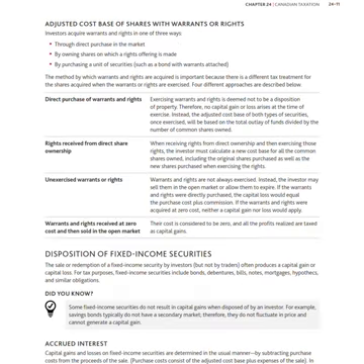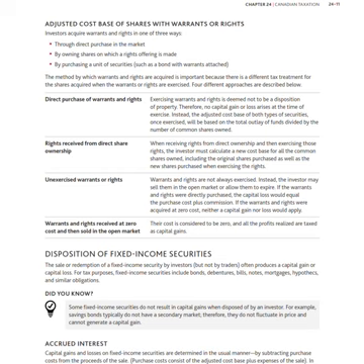Adjusted cost base of shares with warrants or rights. Investors acquire warrants and rights in one of three ways: through direct purchase in the market, by owning shares on which a rights offering is made, or by purchasing a unit of securities, such as a bond with warrants attached. The method by which warrants and rights are acquired is important because there is a different tax treatment for the shares acquired when the warrants or rights are exercised. Four different approaches are described below.